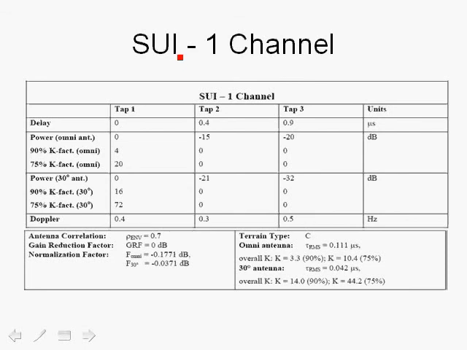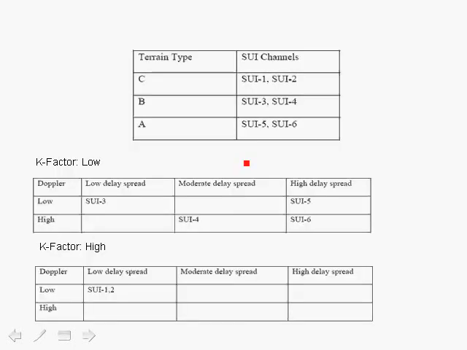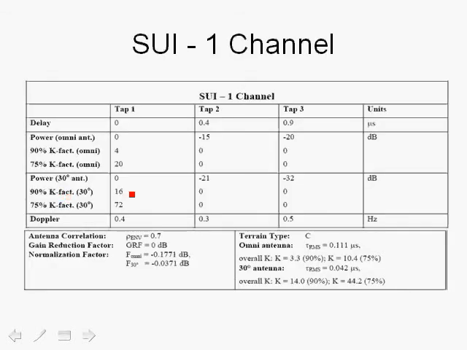Here we show the parameters for the SUI-1 channel. Going back, we see that SUI-1 was for terrain type C and also for a high K factor, which means it has a line of sight back to the base station. So here we see that the K factor is high, and notice that for each channel we have 3 taps, and for each tap we define a delay and a power.